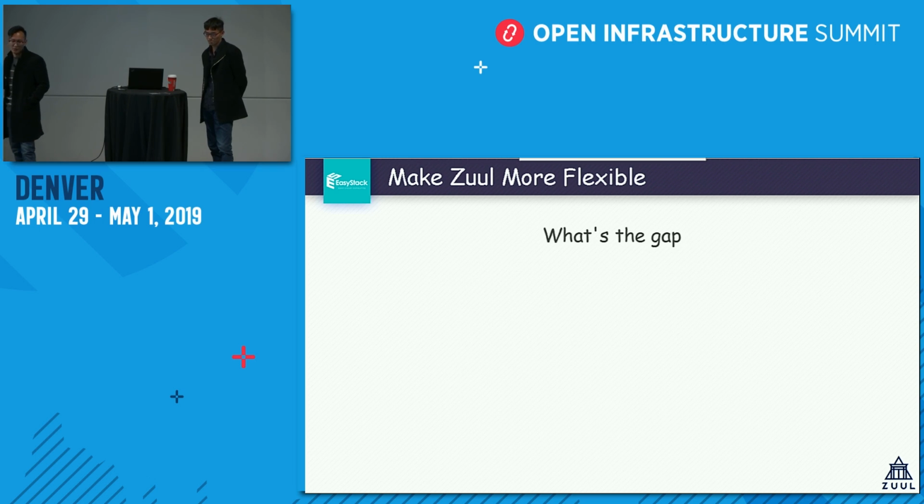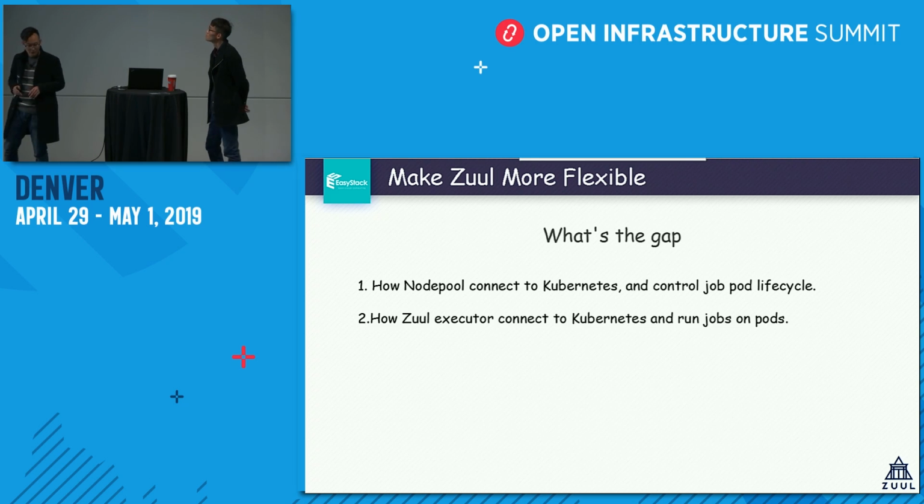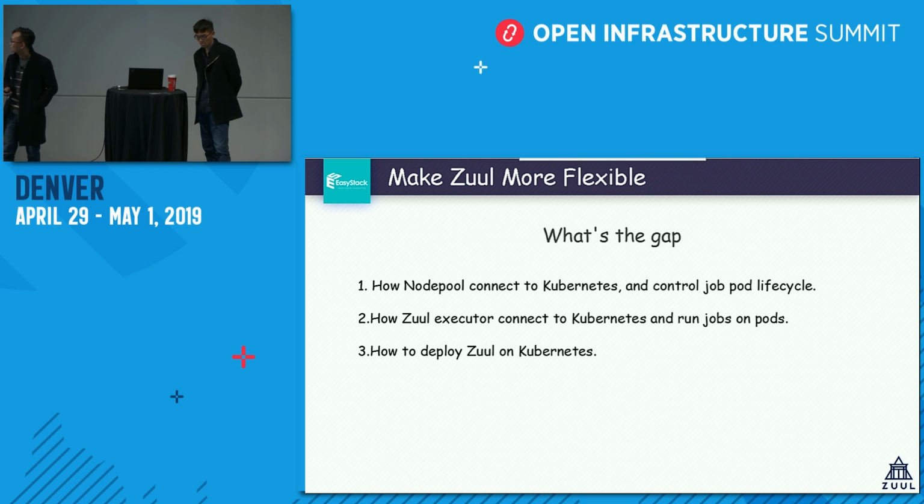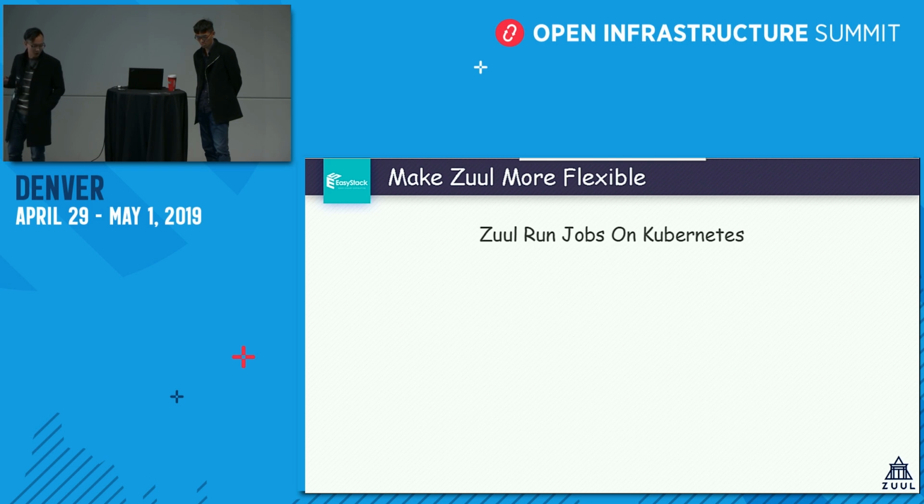So what's the gap between running jobs on virtual machines and running jobs on Kubernetes? The first is how node pool can connect to Kubernetes and control the pod lifecycle. The second is how the Zuul executor connects to Kubernetes and runs jobs on the pod. And the third is how to deploy Zuul on Kubernetes. This shows what we did.